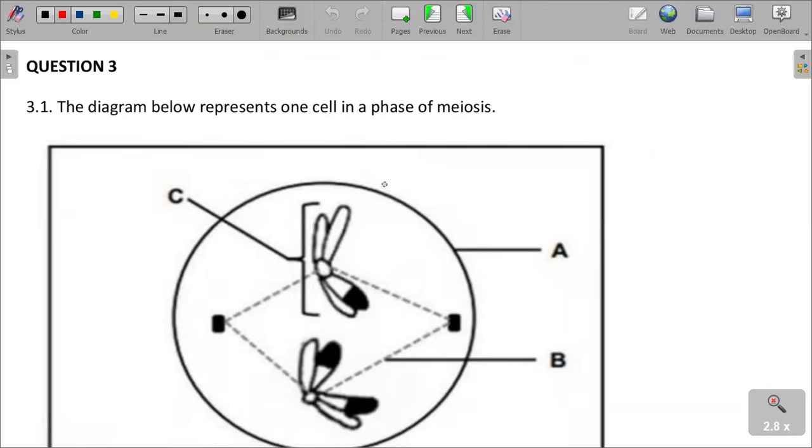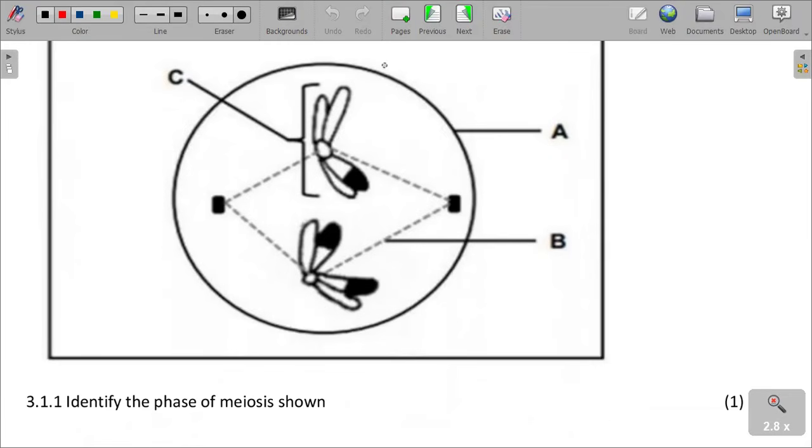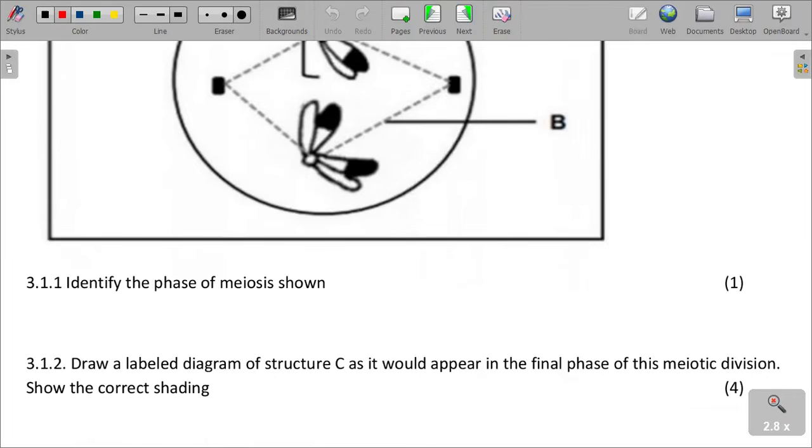We are given a diagram that represents one cell in a phase of meiosis. Please check that; it is also available on the channel. I said the first thing when we go to meiosis is being able to label everything on the diagram. There is a presentation on the channel where these were labeled and their functions explained.